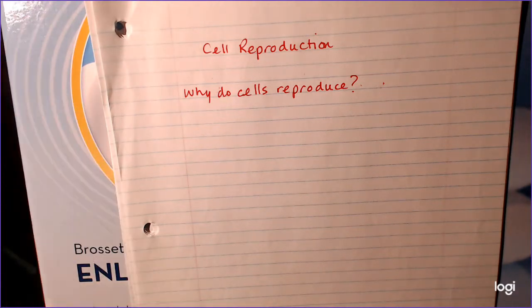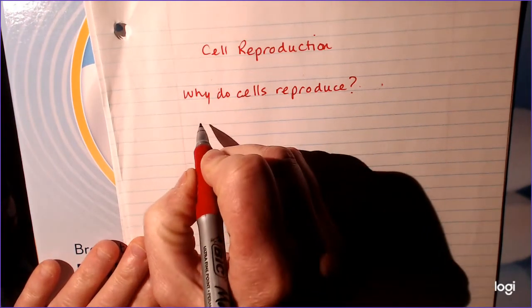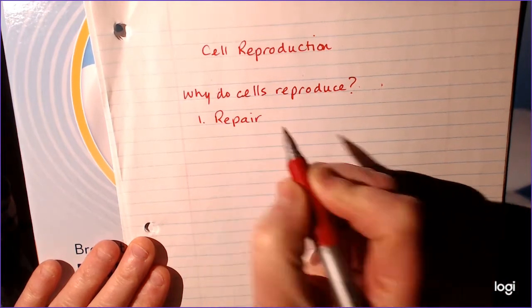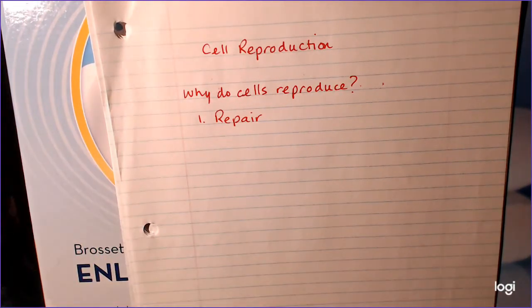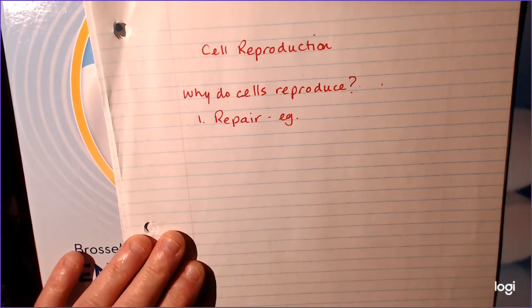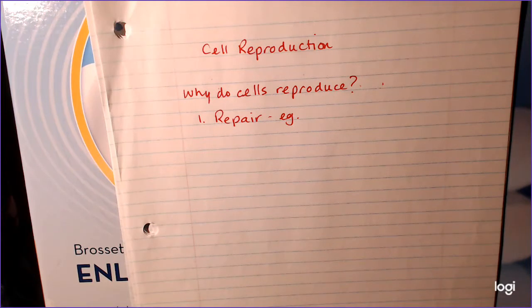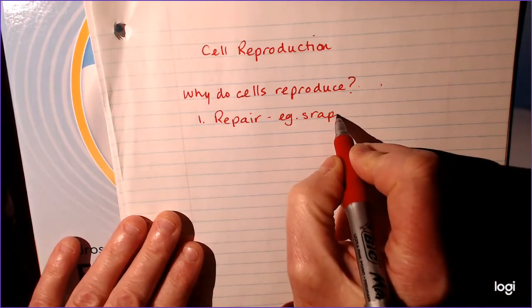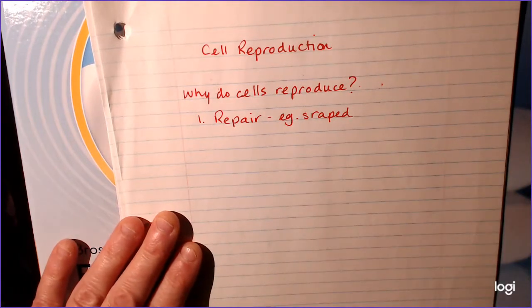So why do cells reproduce? Well, there's a number of reasons why they reproduce. The first reason is repair. So say you fell off your bike, you scraped your knees, you want to be able to replace those cells that were scraped off with other skin cells. All right, so we're going to be able to repair. If you break a bone, you want to be able to mend that broken bone with other bone cells. So for example, a scraped knee. All right, so we need to repair ourselves.